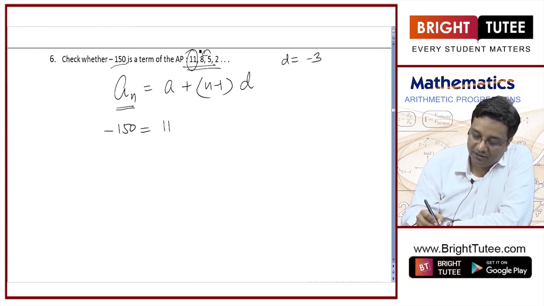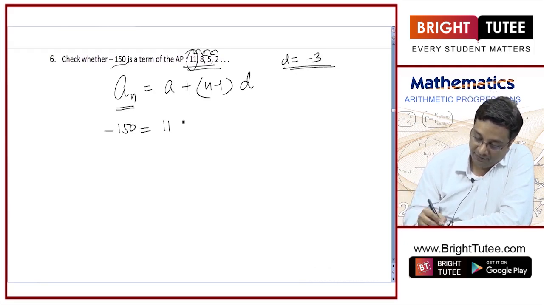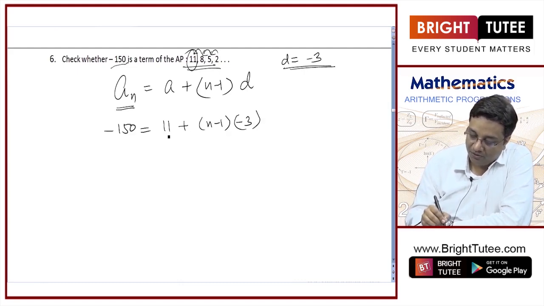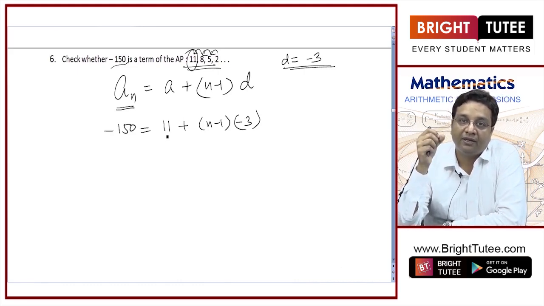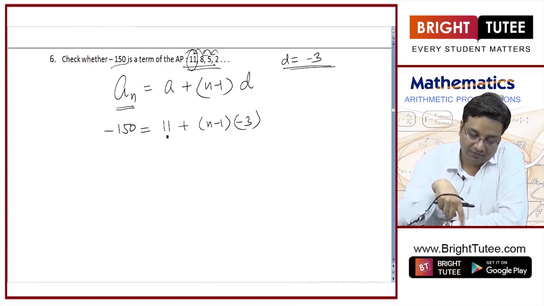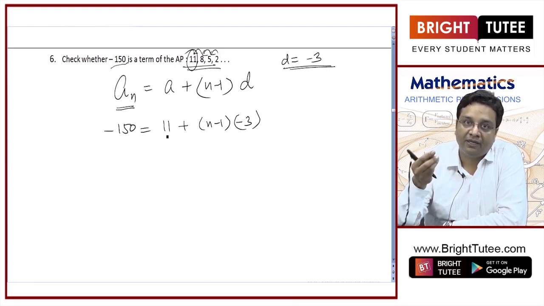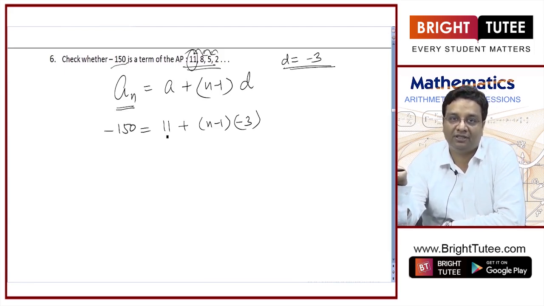You could have subtracted 11 from 8 or 5 minus 2, 2 minus 5, everything should give the same common difference, which is the property of AP. So D is minus 3, n minus 1 into minus 3. So what we need to see is whether n is an integer or not. If minus 150 is a term of this AP, then it will be 13th term, 14th term, 15th term or nth term, where n is an integer. It cannot be 7.5 term, right?